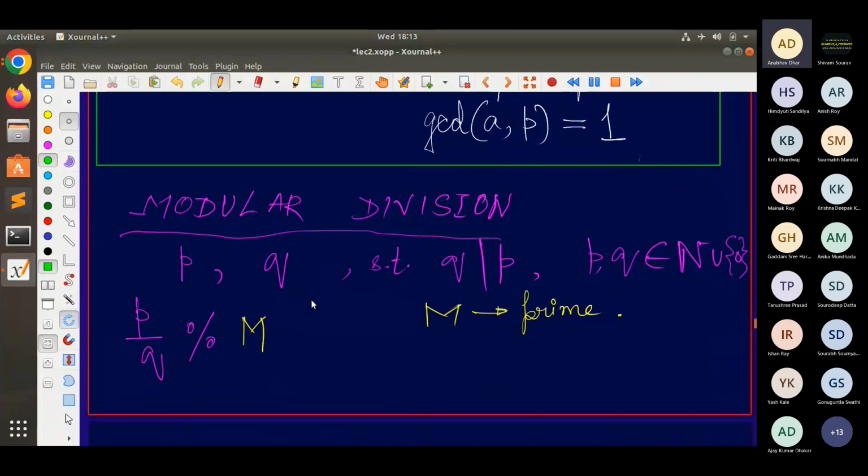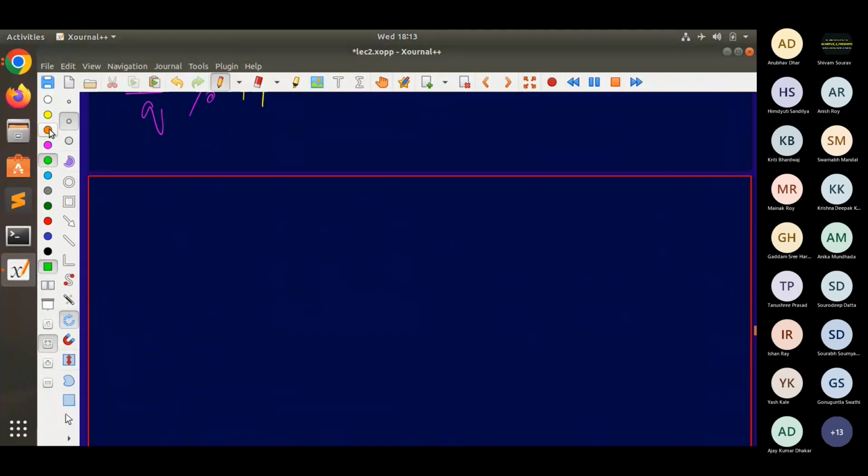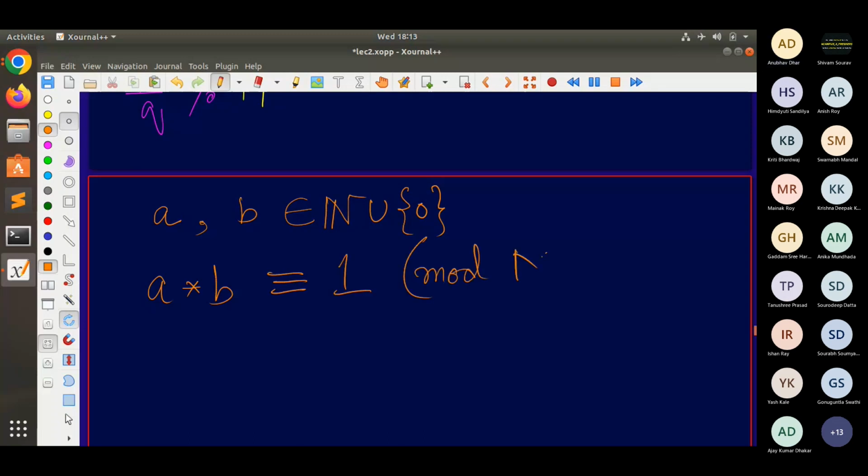So let's briefly explain what a modular inverse is. Let's say you have some integer a, and some other integer b, taken from 0 to n, and this thing holds: a times b is congruent to 1 mod m, where m is a prime.